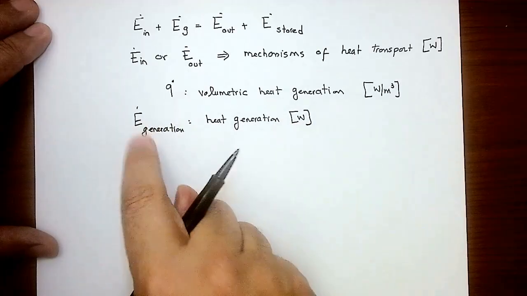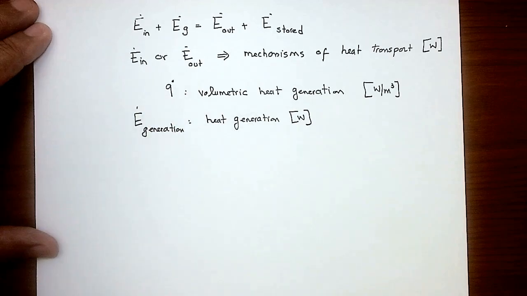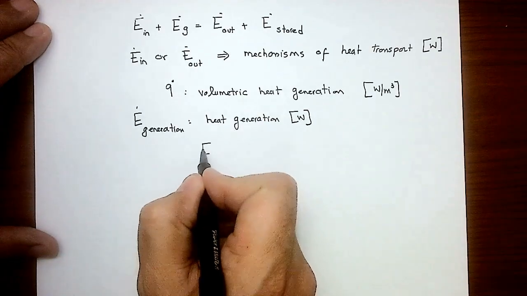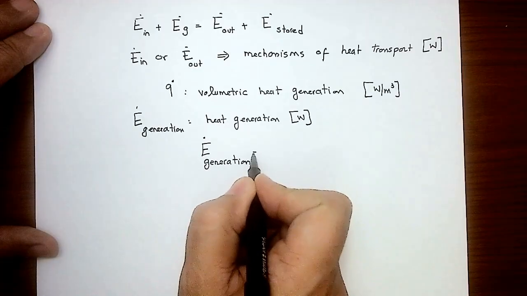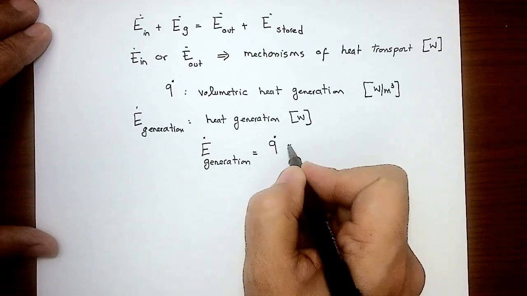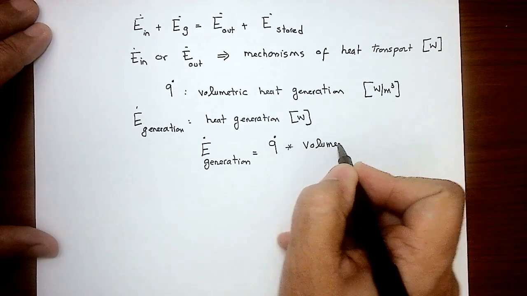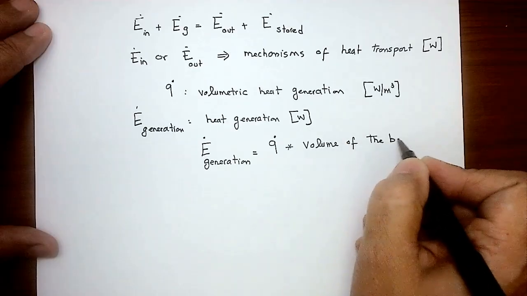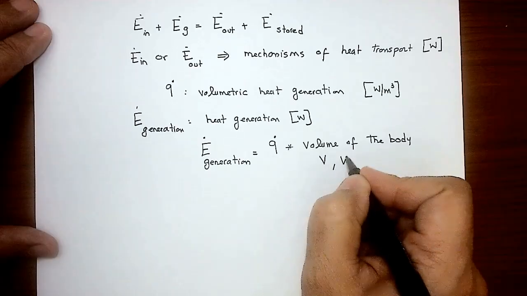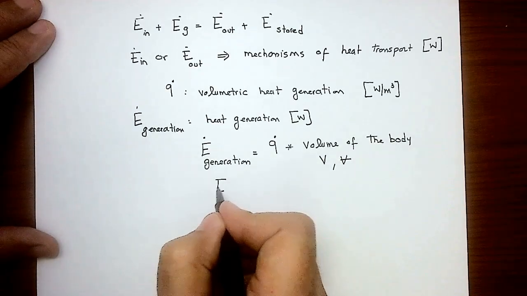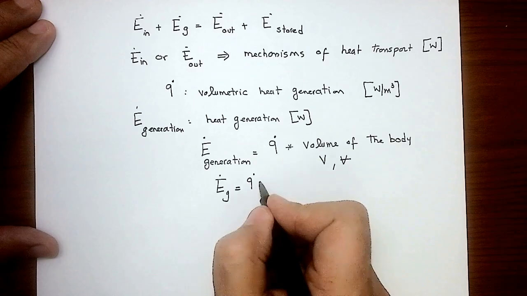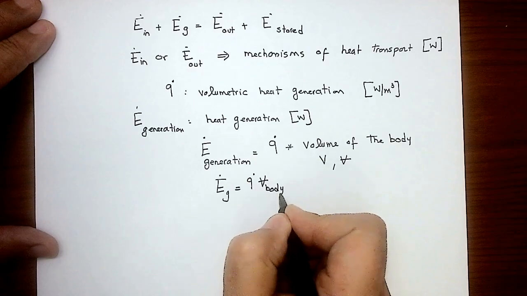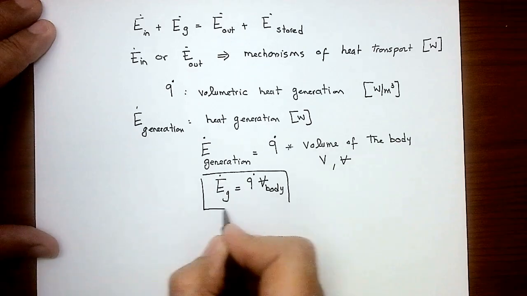Can we derive a relationship between this E dot capital and Q dot? It's clear. If I multiply Q dot times the volume, I should get that. So this is a very important equation here. The total energy generated, or the rate of energy generated within a body, is equal to the volumetric heat generation times the volume of the body. We can call the volume V, or we can call it V dash, either one. But I can write down the equation. E dot generated is simply equal to the volumetric heat generation, Q dot or Q triple prime, times the volume of the body. And this is a very important equation that we're going to need a lot.